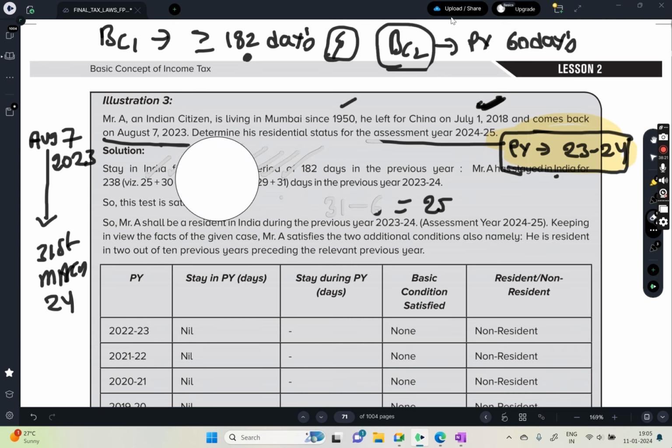If you add all these, what is the number you are getting? 238. It might seem a very simple calculation, but make sure about the dates, the years, the months, how many days in a month, 30 or 31, and also what date he is coming, whether we consider that or not. So pay attention to that. 238 days, that means basic condition 1 is satisfied.